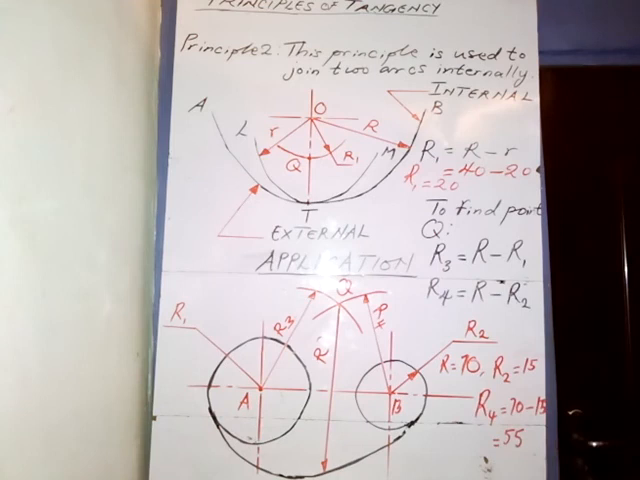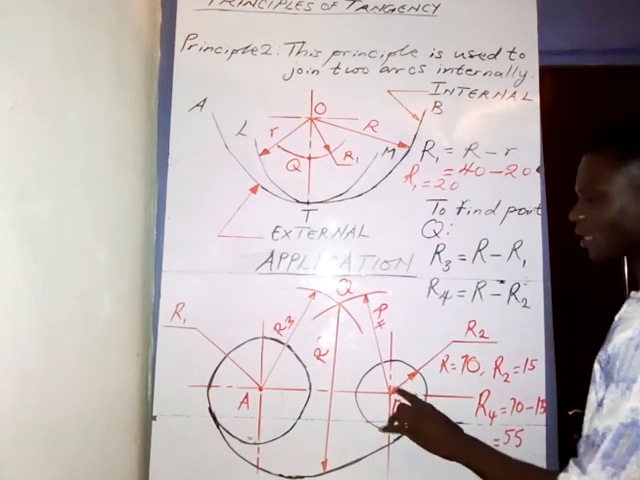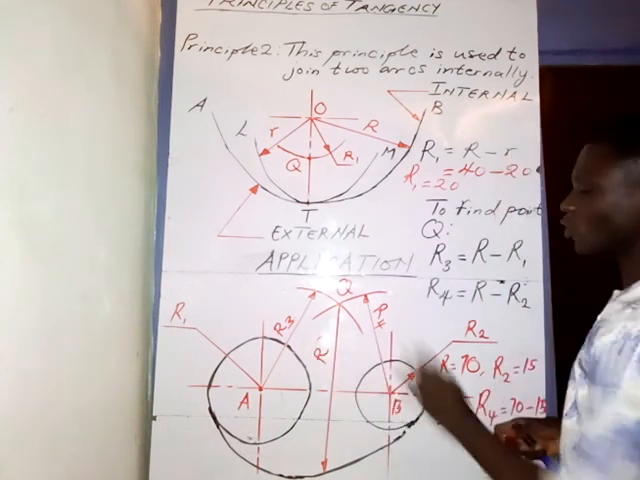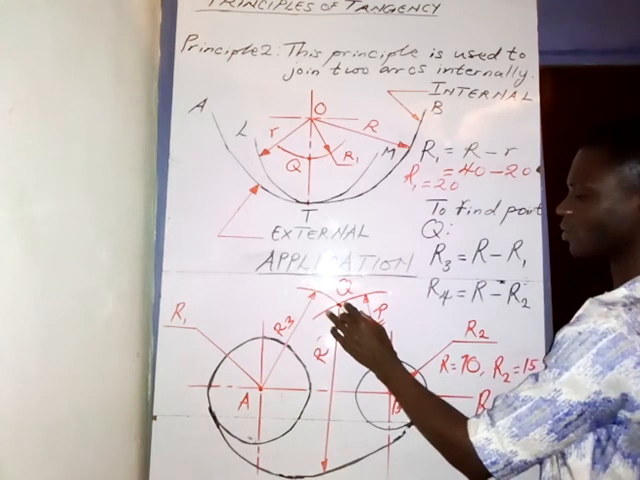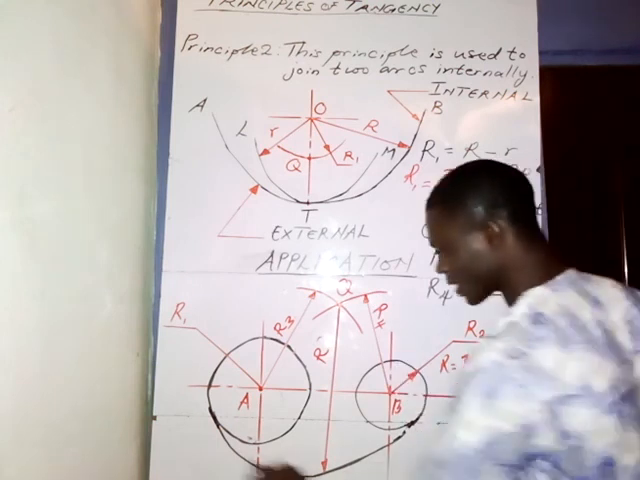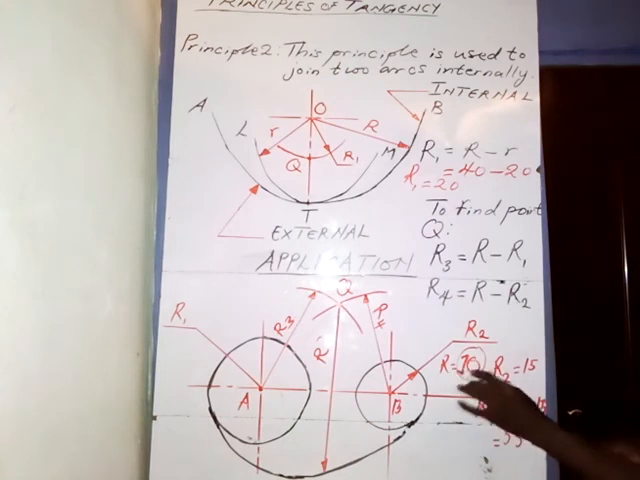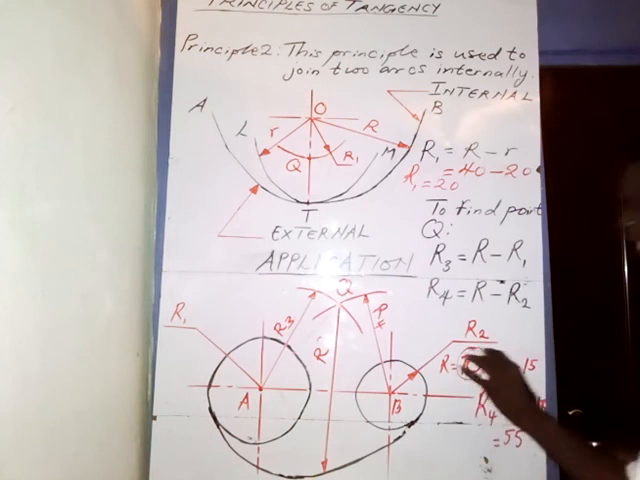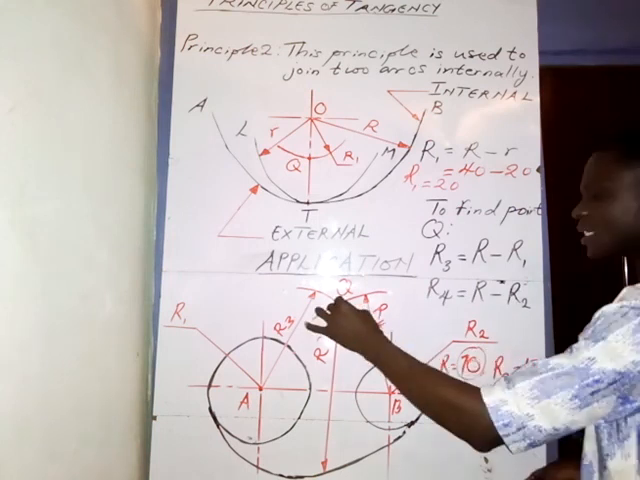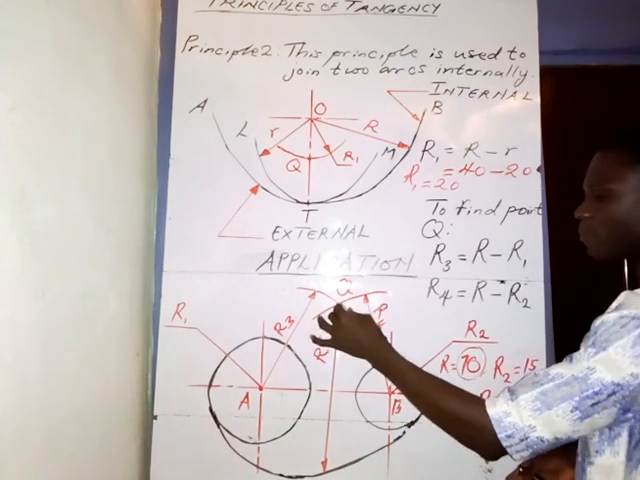So you now take a radius of 55 millimeters, this R4, and you put it at this point B here, which is the center of the smaller circle, and you draw this arc. So these two arcs intersect at this point, which is point Q. Now, for you to draw this arc, you take this 70 millimeters, because we have assumed that R is 70 millimeters, and you put it at point Q here, the point of intersection of these two arcs.